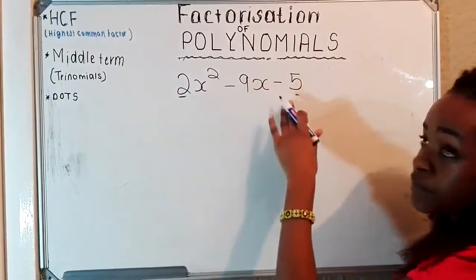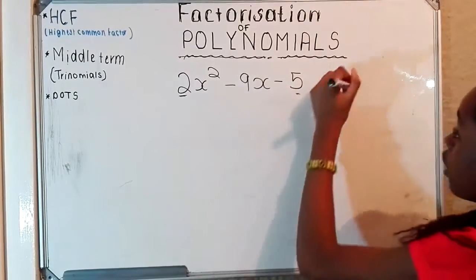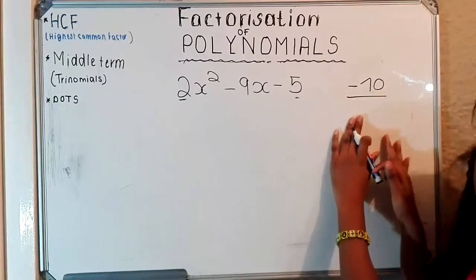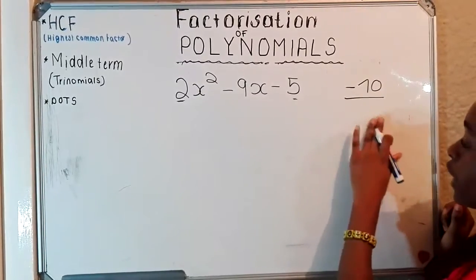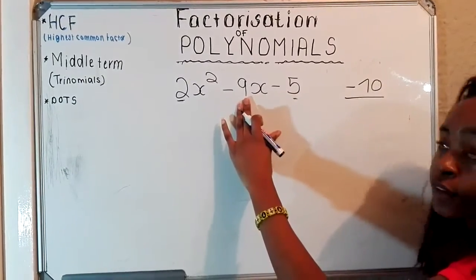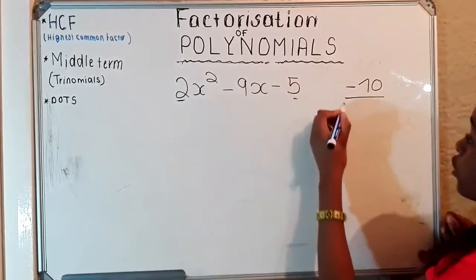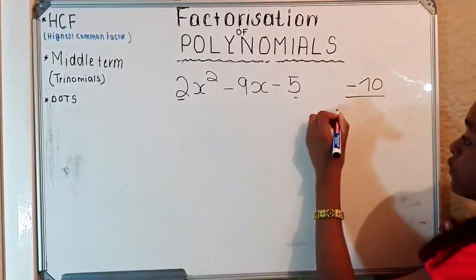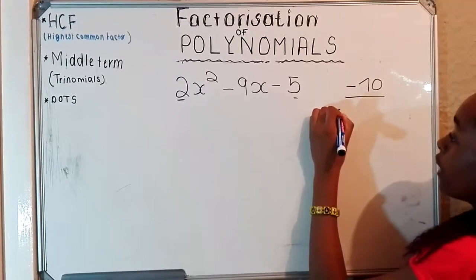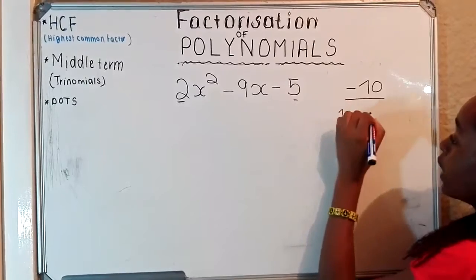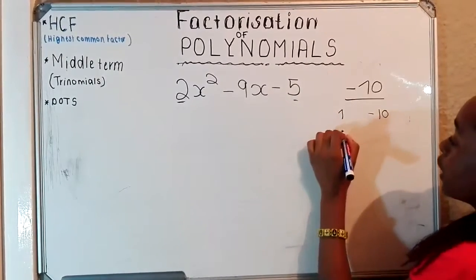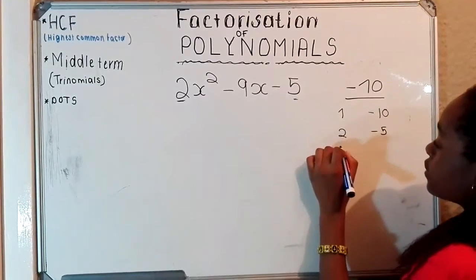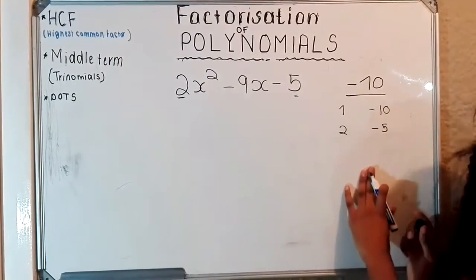All right? Okay, and that method is taking the leading coefficient and multiplying it by the constant, all right? So 2 times negative 5, and that gives me an answer of negative 10, okay? So I can use that negative 10 to find something that will add up to negative 9, which is our middle term. So we'll write down the factors of negative 10. So we'll have 1 and negative 10. We can have 2 and negative 5, and I'll just stop there for now, okay?